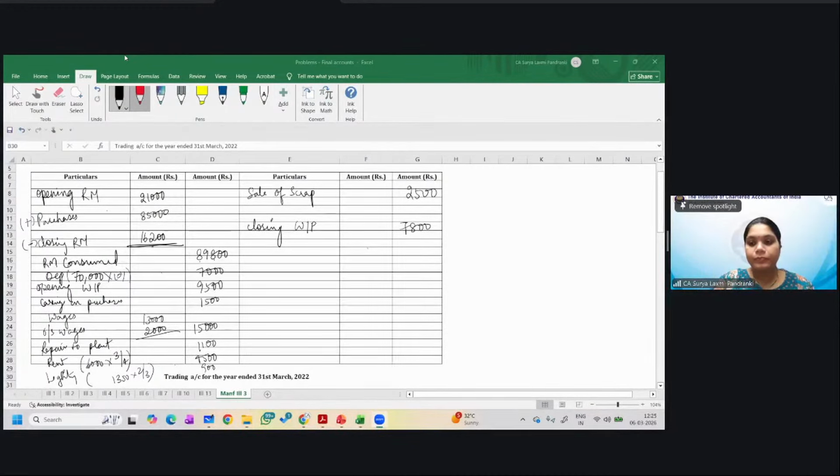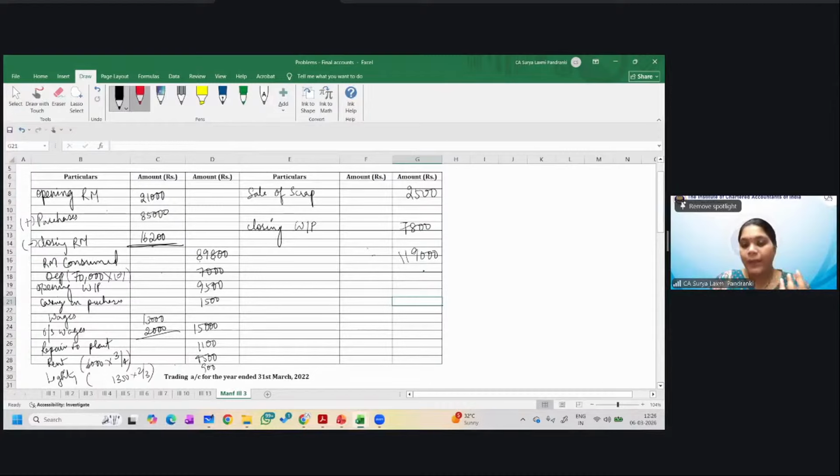So how much is the value? 11,9,000. Is that correct? Did everyone get that? Okay. So what is this balance then? This is called cost of goods manufactured. Okay. So in this account, what did we take?